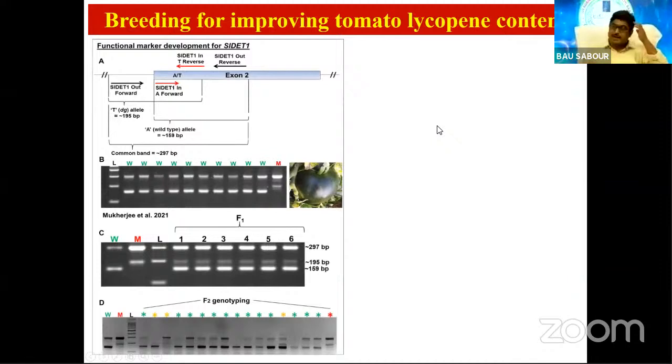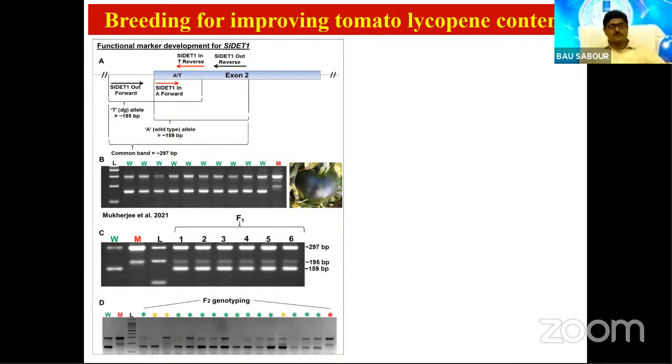So breeding for improving lycopene content, as I have already mentioned, fruit color and nutrition content is a very important aspect in tomato breeding. Here one gene, that is SL DET1, de-etiolated 1, a single point mutation in this gene actually causes a huge increase in tomato lycopene content, and the mutant is known as HP2, high pigment 2 DG, dark green. The immature fruits are dark green in color. When they mature, the red color, the lycopene content, is very high.